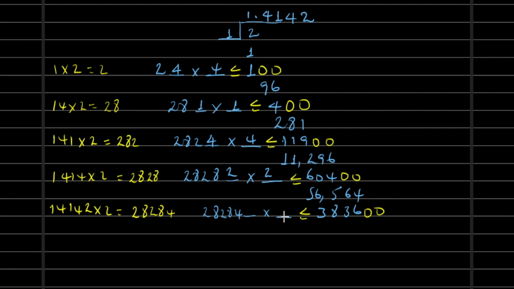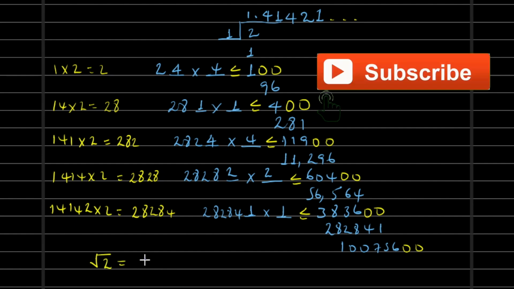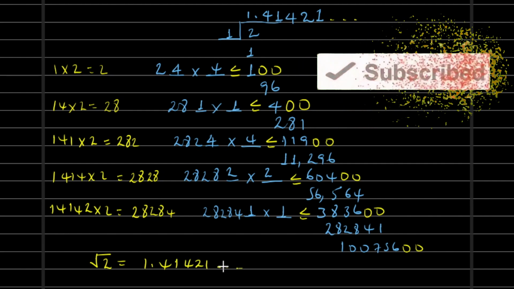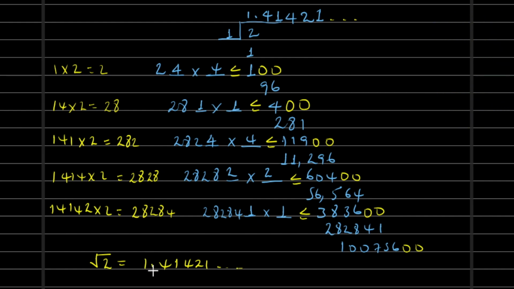So when we insert a number here, we multiply it by itself. And the next digit is 1. Then subtract. When we subtract, we get 10,756. Similarly, we add 2 zeros, and we proceed in this way. The value of radical 2 is 1.41421 and so on. This number has neither terminating nor repeating digits. Because of that, radical 2 is an irrational number.